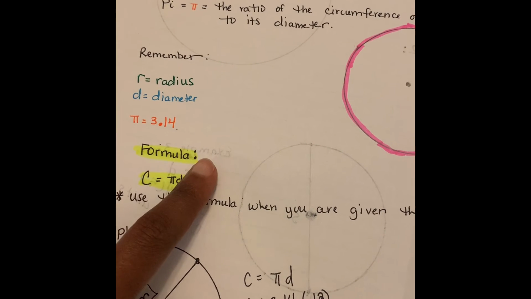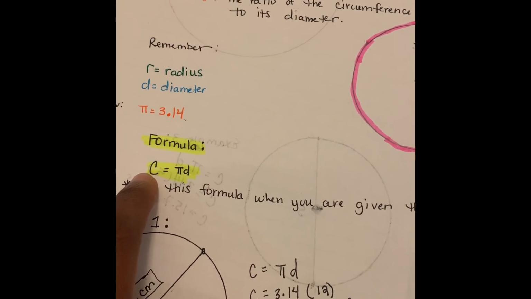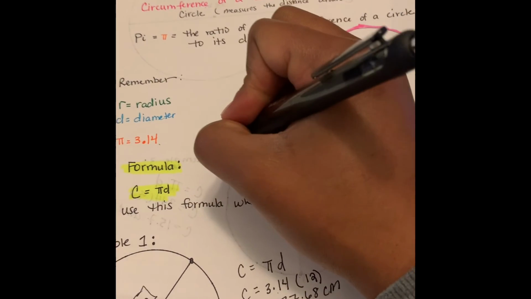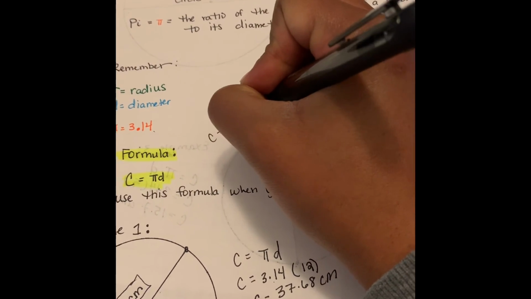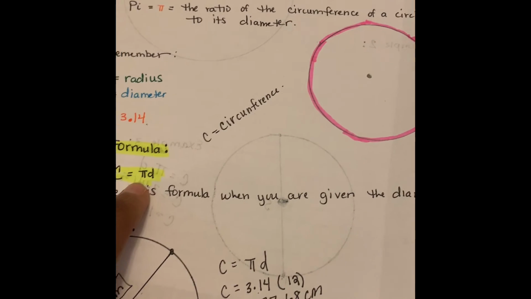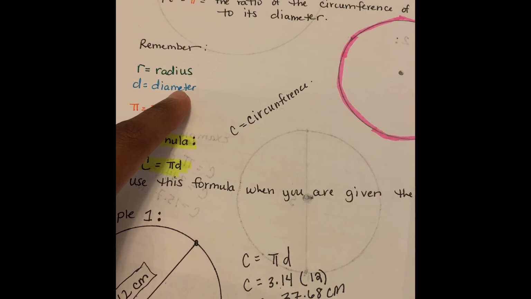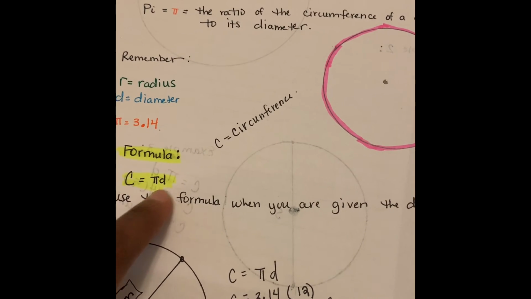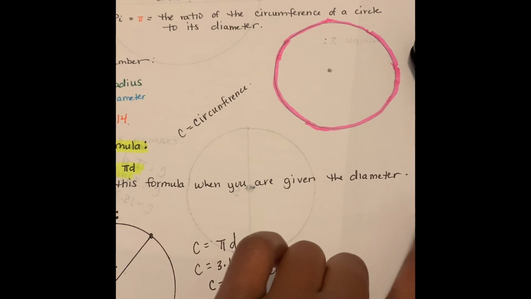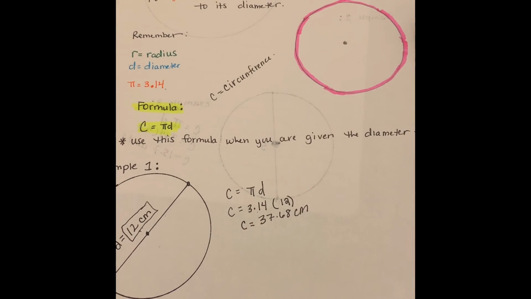My formula for circumference, C is equal to pi times D, where C equals circumference, pi is equal to 3.14, and D is equal to diameter. We use this formula, C equals pi times D, when you are given the diameter.